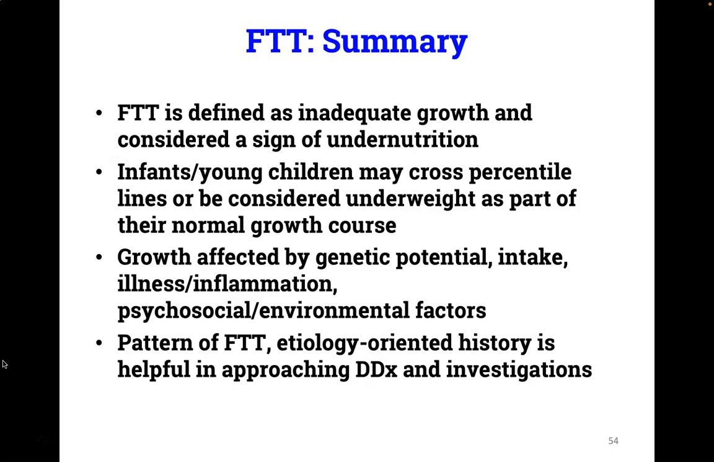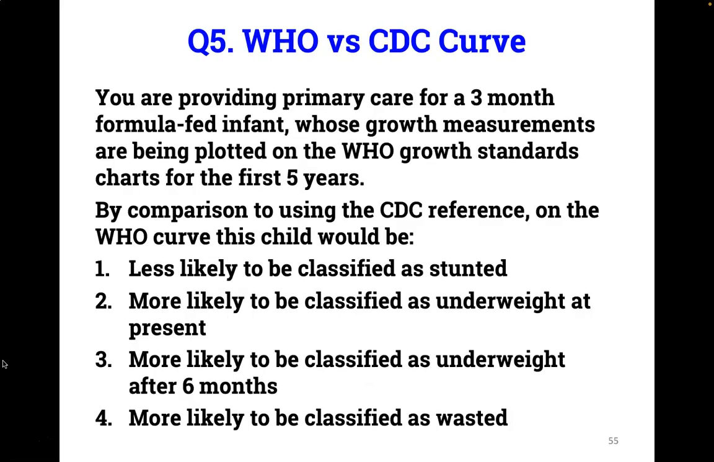As we talked about, growth can be affected by the genetic potential, factors affecting nutrition, primarily the intake and the energy requirements. Inflammation is very important, as well as psychosocial and environmental factors. And finally, the pattern of failure to thrive based on the growth curve, and an etiology-oriented history is very helpful in approaching both the differential diagnosis and the investigations. So I'm just going to leave you with these last two questions here to review, so take a moment and pause to look at this.